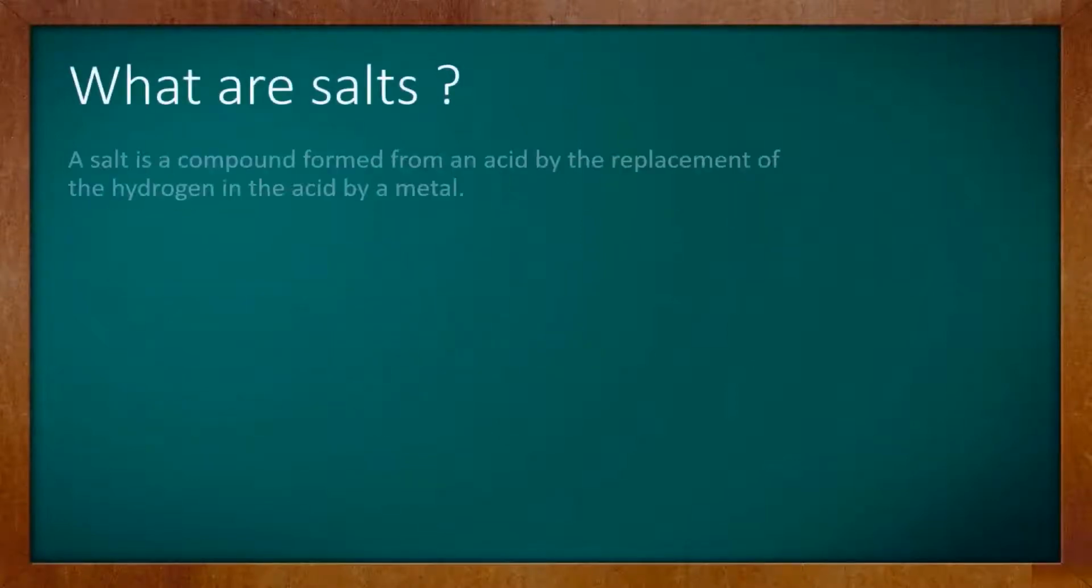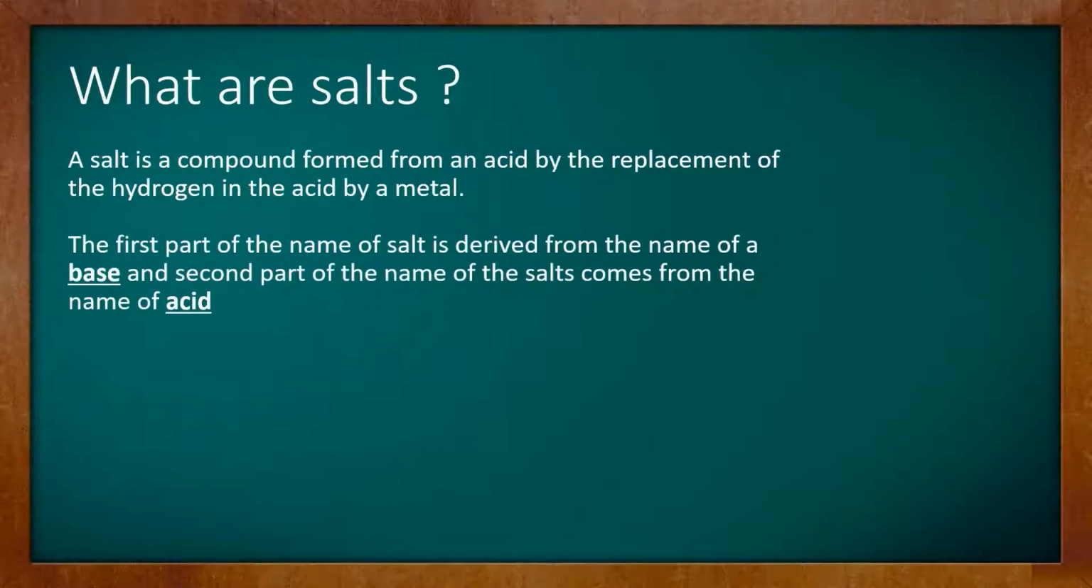What are salts? A salt is a compound formed from an acid by the replacement of hydrogen in the acid by a metal. The first part of the name of salt is derived from the name of a base, and the second part of the name of the salt comes from the name of acid.